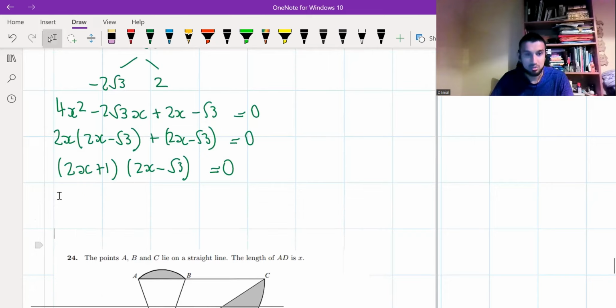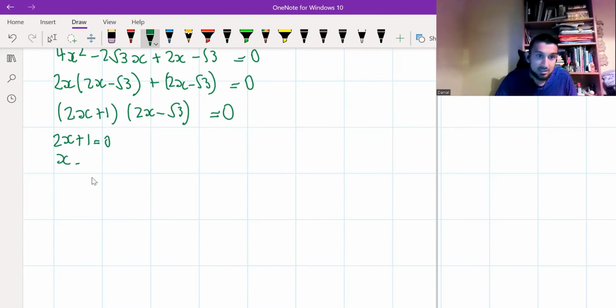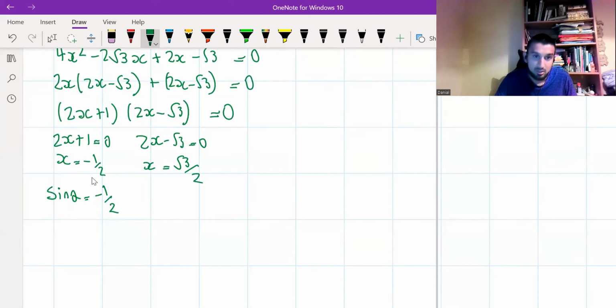Now if you set this equal to 0, you get 2x plus 1 equals 0, so x equals minus half. So sine theta will equal minus half. And over here we'll get 2x minus root 3 equals 0, so x will equal root 3 over 2. And then remember x was sine theta, so sine theta will equal root 3 over 2.